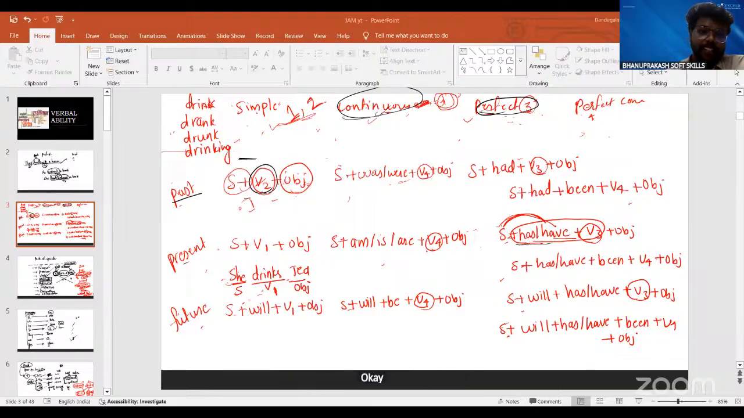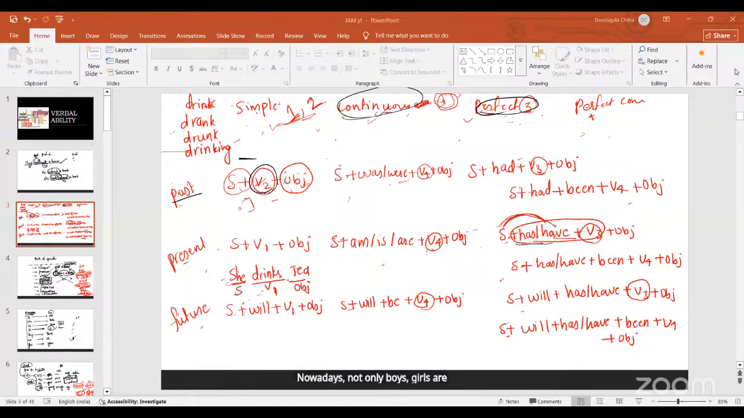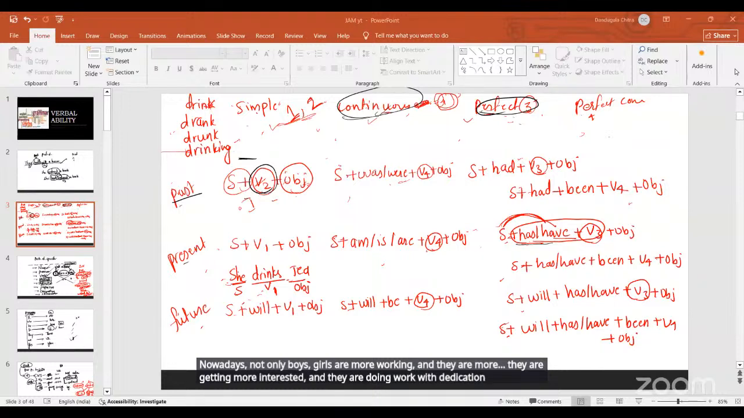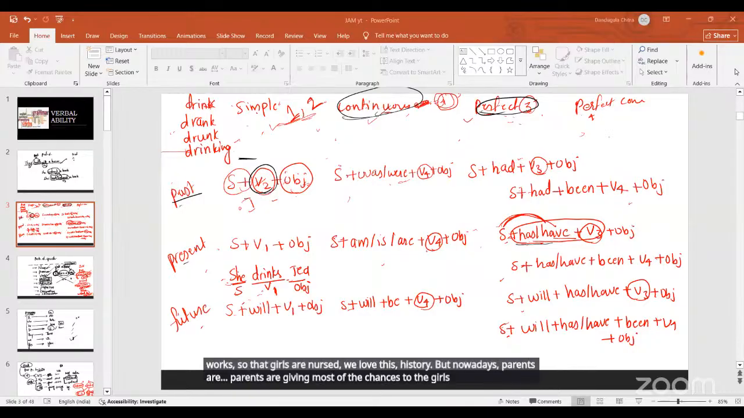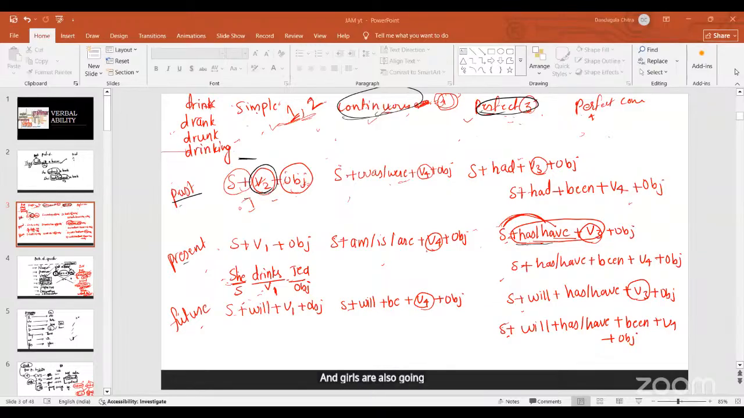Okay, right. Nowadays, not only boys, girls are also working more and getting more interested, and they are working with dedication, right? In the long history, parents did not allow girls to do all these works, so girls have learned this history. But nowadays, parents are giving most of the chances to girls, and girls are also going very deep, even more than boys.